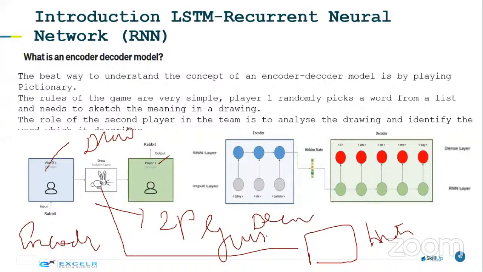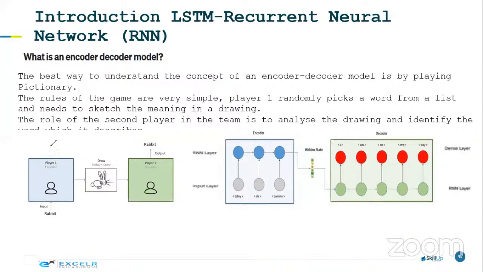Whenever I am trying to convey a message, player one creates a picture. On the basis of the picture, I can see this picture belongs to a rabbit, so I understand that it is a rabbit. Someone may say it is a cat, it is a dog, depending on the accuracy, and they will be able to guess it. The accuracy with which you guess it will be your recurrent neural network's performance. That's how things work.